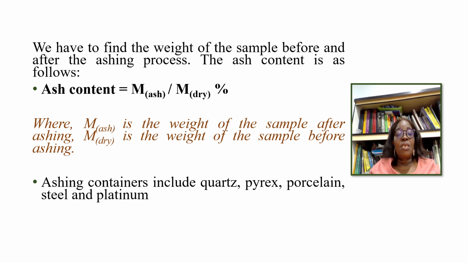And the ashing containers used could be the quartz, the pyrex, the porcelain, the steel, and platinum. Always find out the right ashing container that you will use in sampling your materials. We know that most dry samples like whole grain, cereals, and dry vegetables need no preparation, but fresh vegetables need to be dried prior to ashing. And high-fat products such as meat may need to be dried and the fat extracted before ashing.